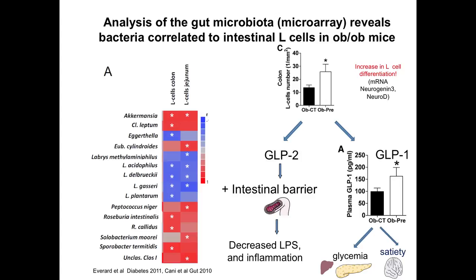And by using some knockout models and antagonists, we could see that GLP-1 participates in the improvement of satiety and glycemia. And concerning GLP-2, it also plays a crucial role in the maintenance of the intestinal barrier and the decrease of endotoxemia.